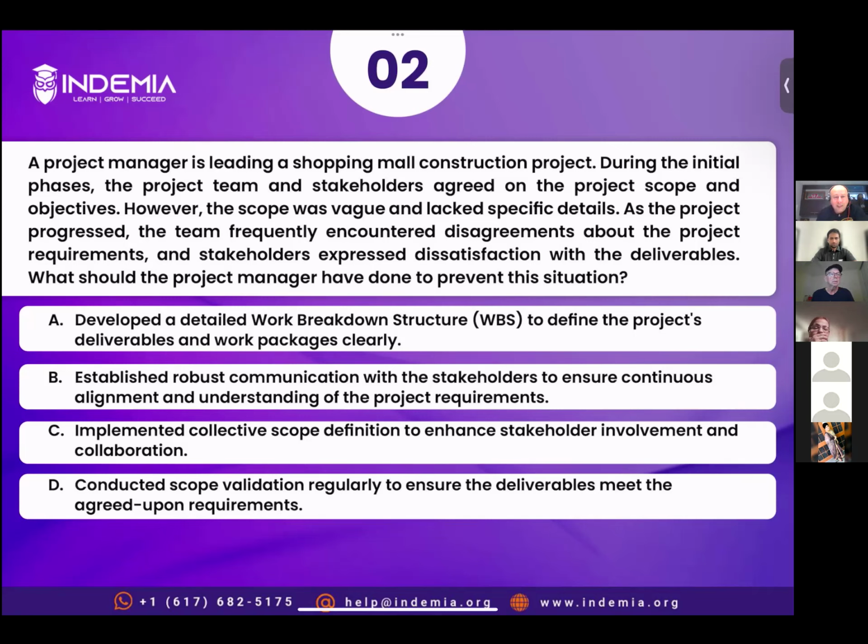Now, option A, develop a detailed work breakdown structure to define the project deliverables and work packages clearly, could be the right option. Establish robust communication with the stakeholders to ensure continuous alignment and understanding. So we are not talking about alignment here, as I have discussed. This is because alignment is the effect of the root cause. You understand? Not having the detailed scope leads to misalignment.